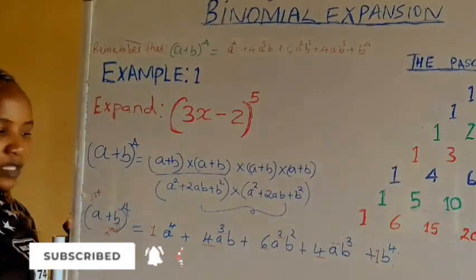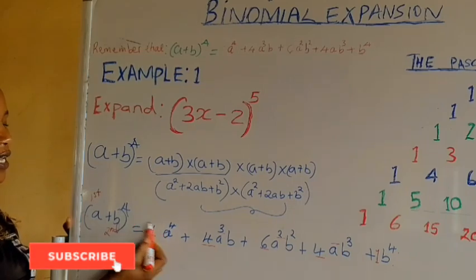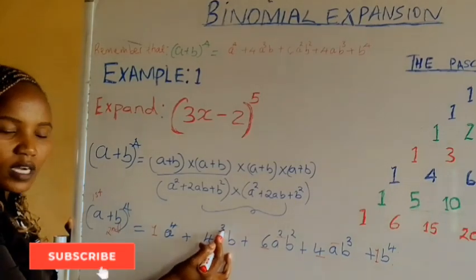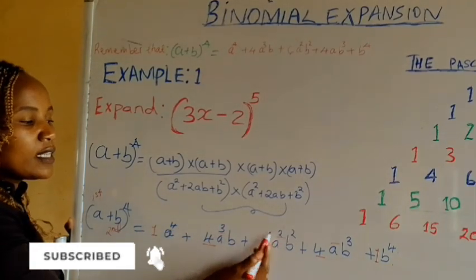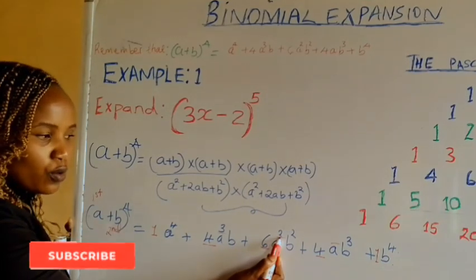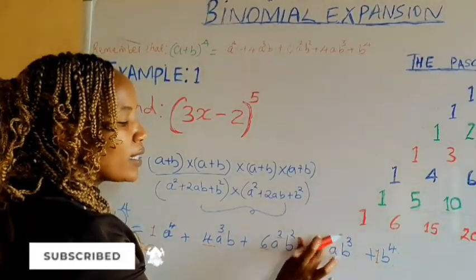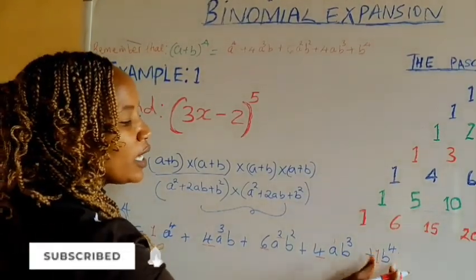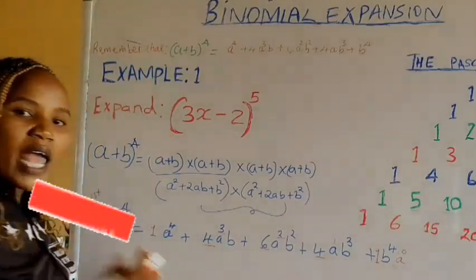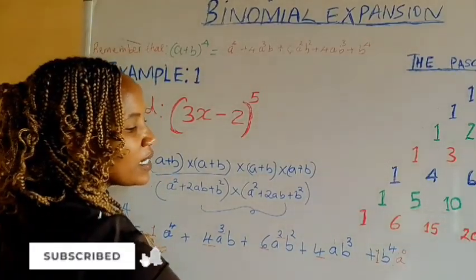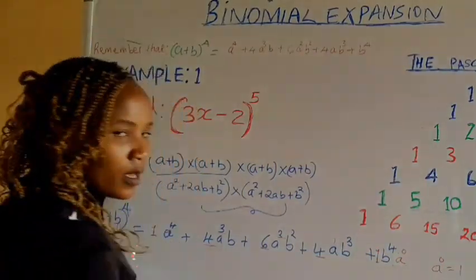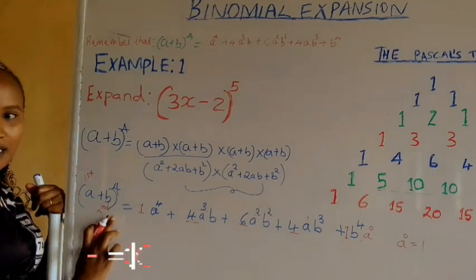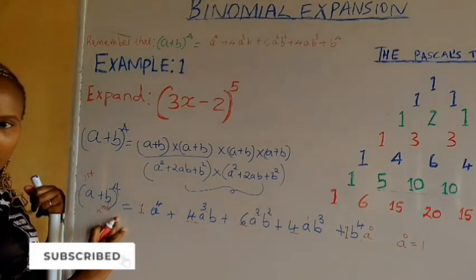How is this possible? The power of A here is 4. The power of A in the second term is 3, reducing from 4 to 3, then from 3 to 2, and from 2 to power 1. It is not indicated, but it is implied. And the power of A here is 0. Why are we saying 0? Because any number raised to power 0 is 1. Therefore, it is implied.